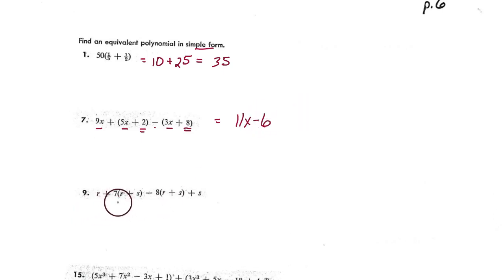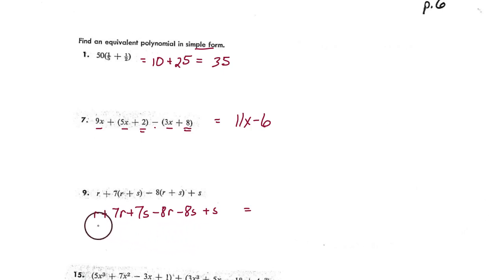Number 9, we need to do some distributive property. So r plus 7 times r is 7r. 7 times s is positive 7s. Right here is going to be distributive property. Negative 8r and negative 8s. And then on the end is plus s.